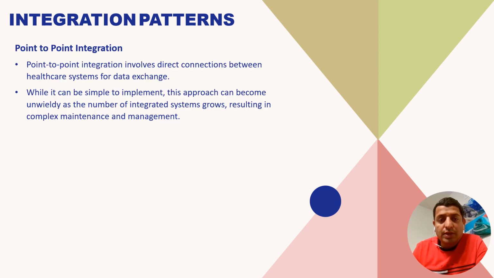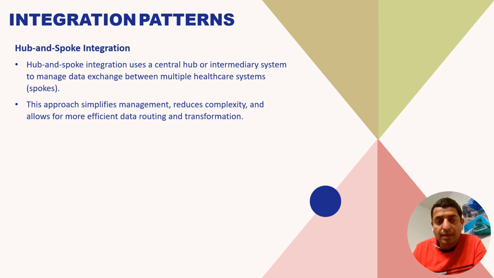Now, talking about each of these integration patterns, point-to-point integration involves direct connections between healthcare systems for data exchange. While it can be simple to implement, this approach can become unwieldy as the number of integrated systems grows, resulting in complex maintenance and management. Hub and spoke integration uses a central hub or intermediary system to manage data exchange between multiple healthcare systems, which are the spokes. This approach simplifies management, reduces complexity, and allows for more efficient data routing and transformation.